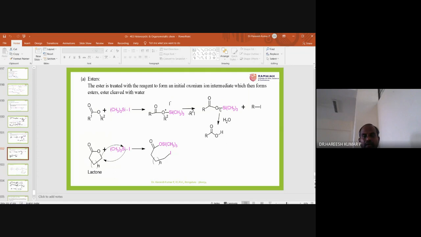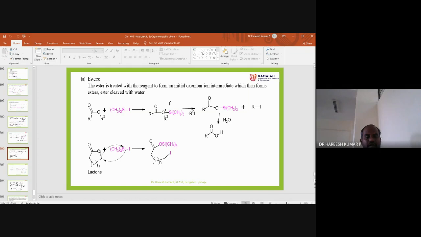So this, on hydrolysis, in presence of water, gives the silyl esters, the obtained compounds, giving rise to carboxylic acids. So this will go out as a leaving group. Now this is called a lactone. What is the difference between the ester and lactone? An ester is open, and a lactone is a cyclic ester. Cyclic esters are called lactones.